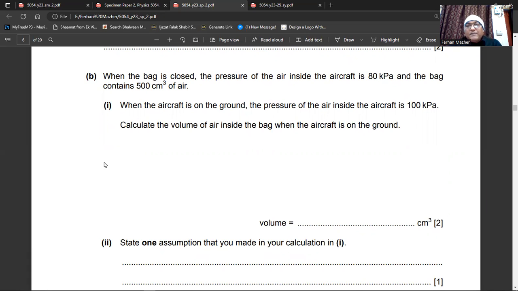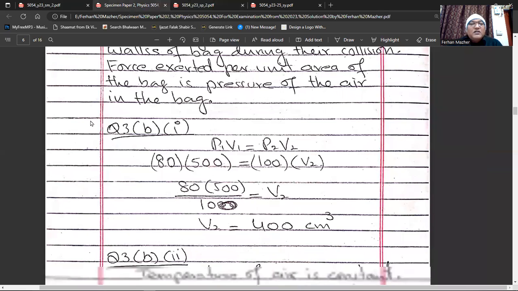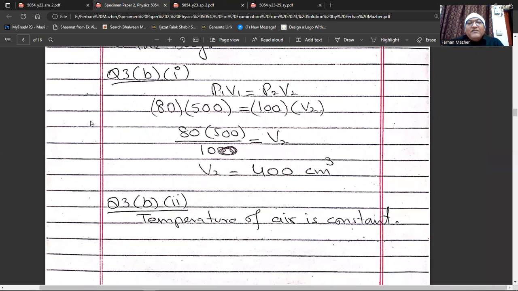The relationship between the pressure and the volume, very famous formula, P1 V1 equals P2 V2. So I can find out very easily the volume of the air. So P1 V1 equals P2 V2, 80 kilopascal multiplied by 500 equals 100 multiplied by V2. V2 is the question. So V2 will be 80 multiplied by 500 divided by 100. So V2 will be 400 centimeter cubed.